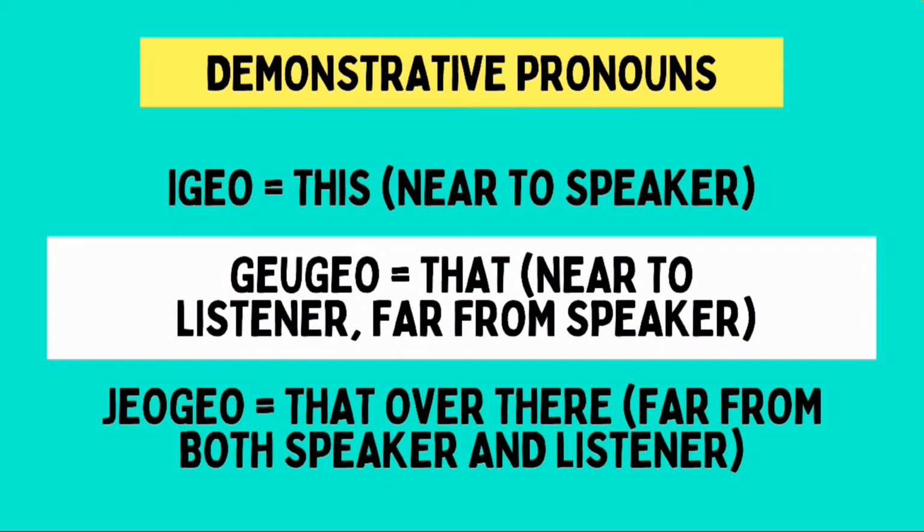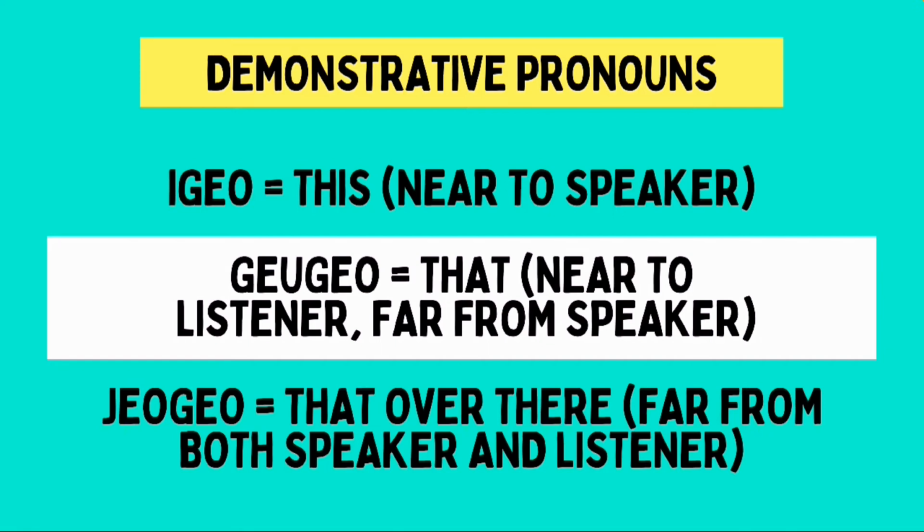We just need to remember that the main similarity among these three words is that they're all used to point out an object, and we are more likely to find out the location of the object that we are talking about depending on the demonstrative pronoun that we use. When we use ego, this is to say that an object is near to the speaker. That's why we say this.